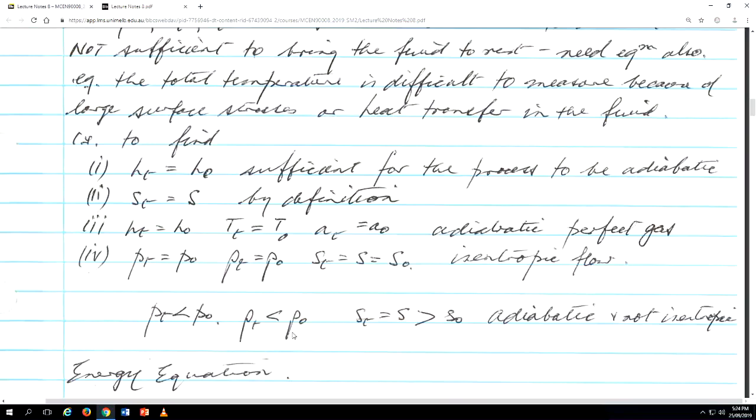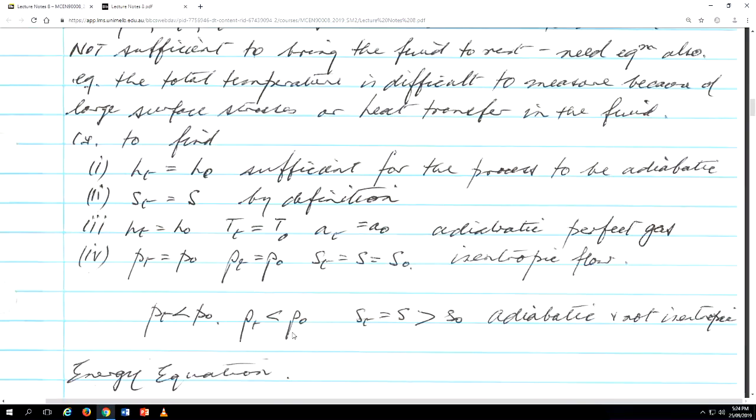In general, if the flow is adiabatic and not isentropic, then the total pressure is less than the upstream reservoir pressure, the total density is less than the upstream reservoir density, and the entropy is locally higher than S naught.